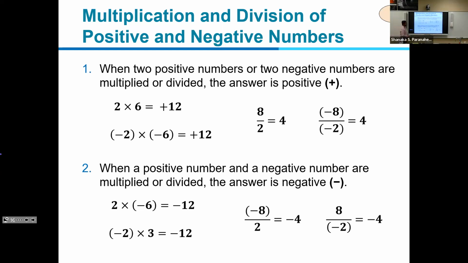Okay, so you have examples. Two positive numbers, answer is positive. Two negative numbers, answer is positive. Division is also the same. When you multiply two numbers with opposite signs, the answer is always negative. Or when you divide two numbers with opposite signs, the answer is always negative.